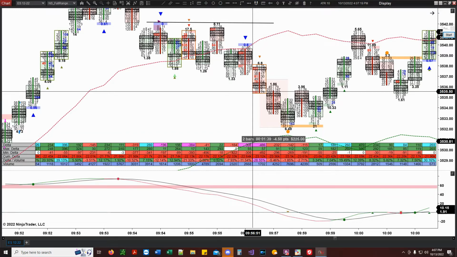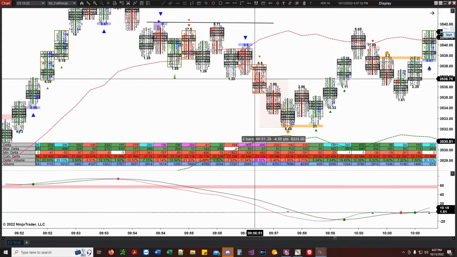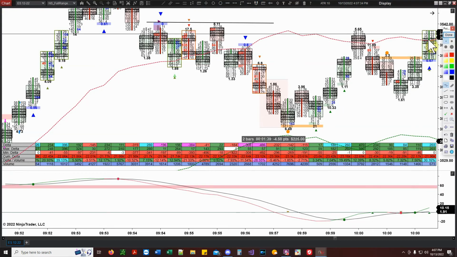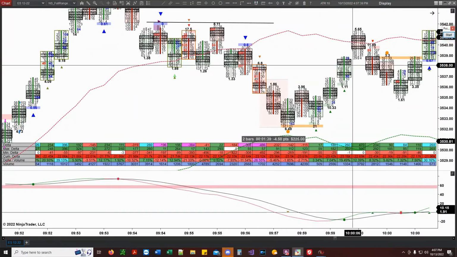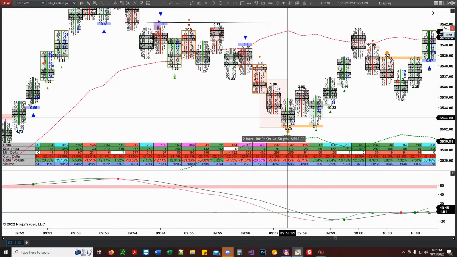Once you get your entry down and you see what the average move is, then you can play with your ATM. That's when you start fine-tuning your ATM. Okay? Let's see what else is going on here. That was a very good sell trade there.